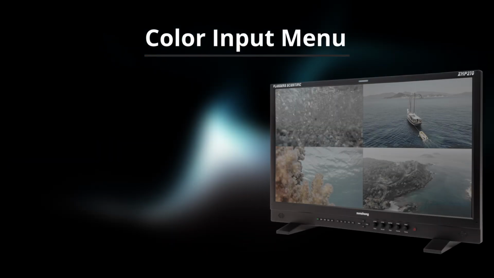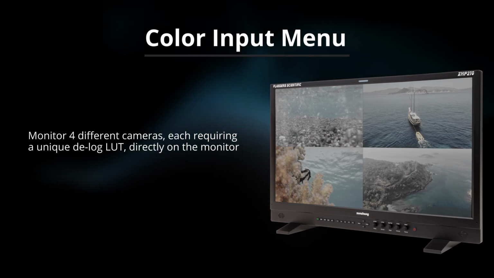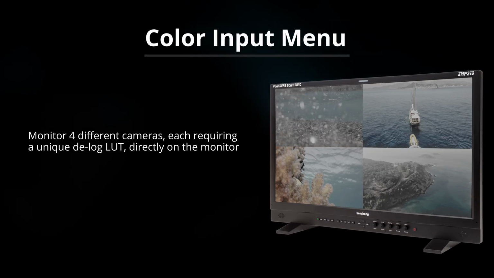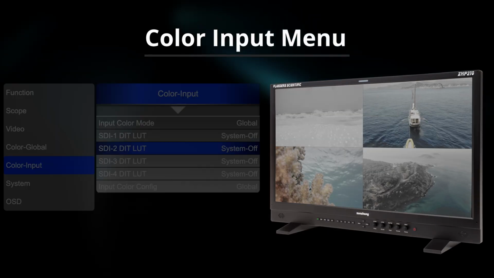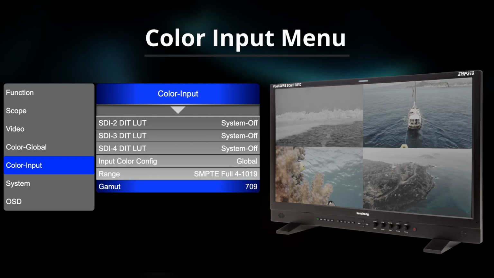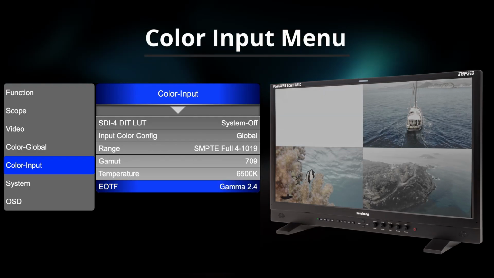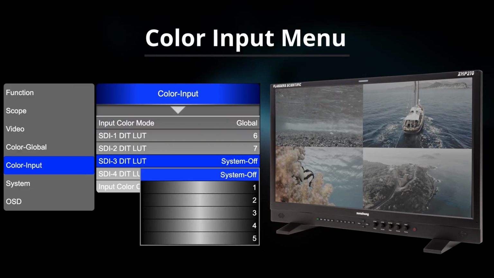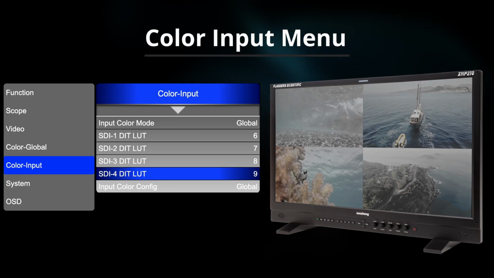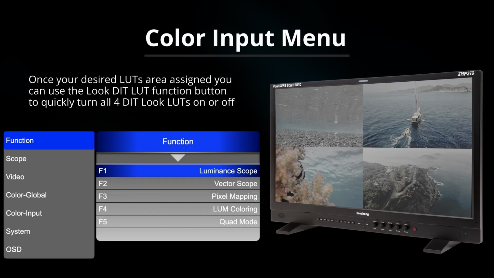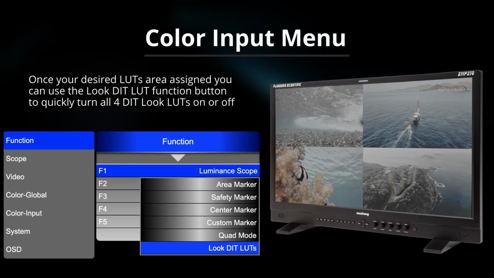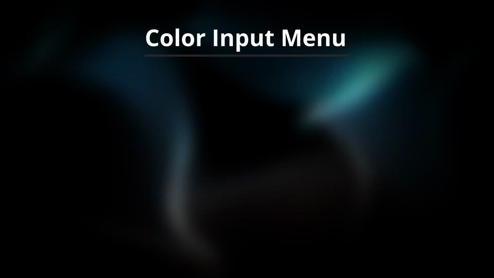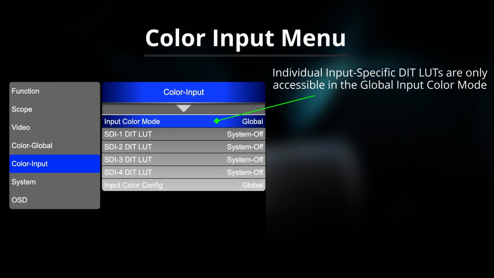There are many potential uses for this feature. One example use case being needing to monitor 4 different cameras, each requiring a unique D-log LUT that you'd like to save directly to the display. You'll simply set the monitor to the appropriate viewing mode, for example Rec 709 at Gamma 2.4, and then you'll save and assign your various D-log LUTs to the display to normalize the various camera signals to the same display color space. Moreover, once your desired LUTs are assigned, you can use the Look DIT LUT function button to quickly turn all 4 DIT look LUTs on or off.